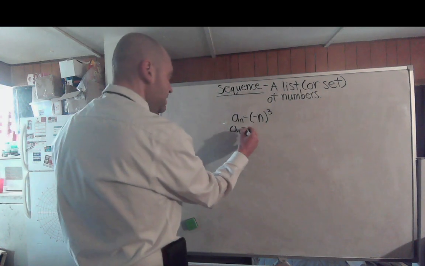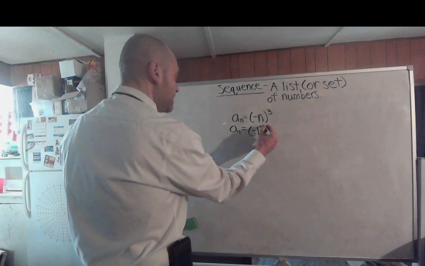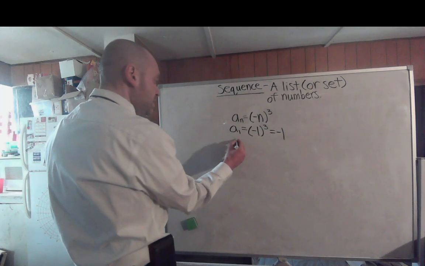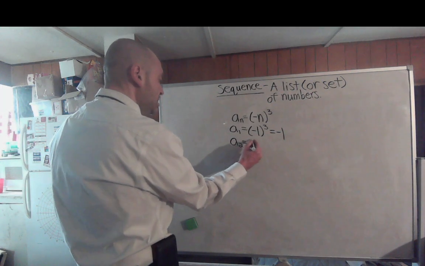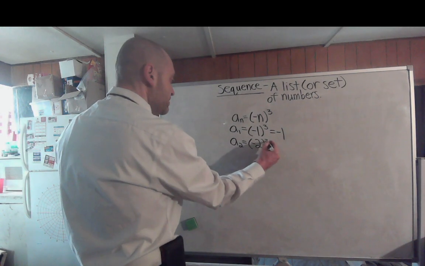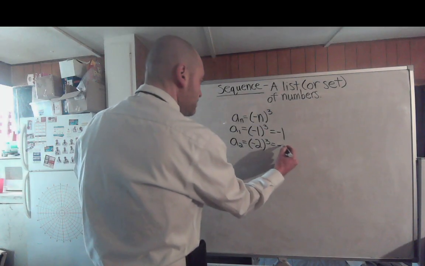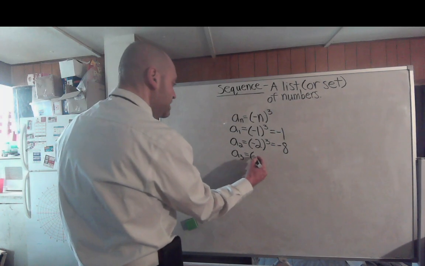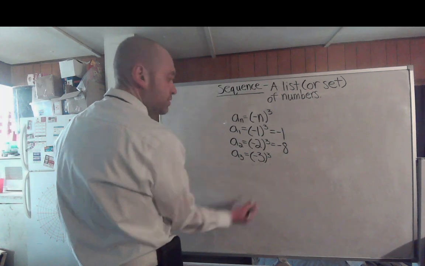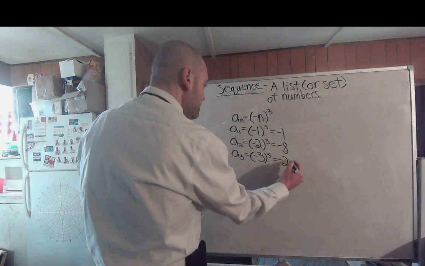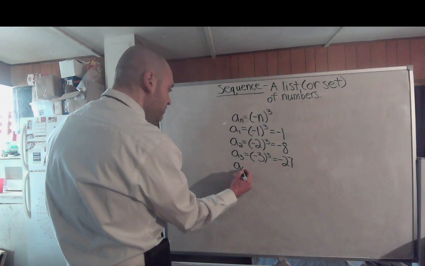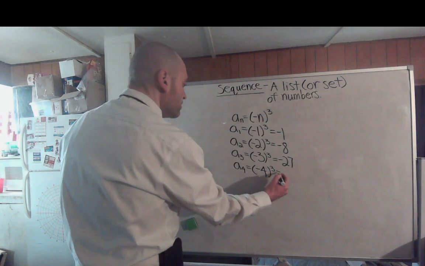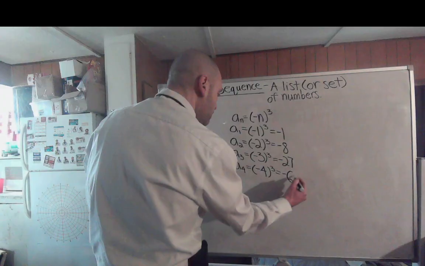So a sub 1, that's going to be equal to negative 1 raised to the third power, which we know would be negative 1. Now let's take a sub 2. Well, that would be negative 2 raised to the third power. That's simply going to equal negative 8. A sub 3, well, that would be negative 3 raised to the third power. That would be negative 27. Let's find a sub 4. Well, that would be negative 4 raised to the third power. So that's going to be negative 64.